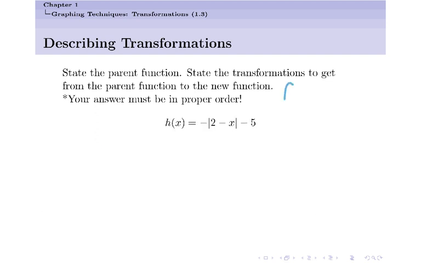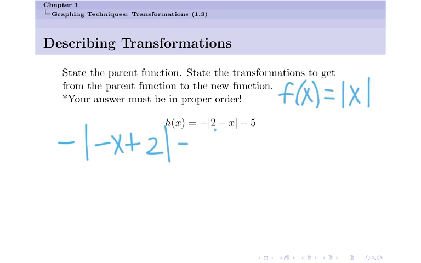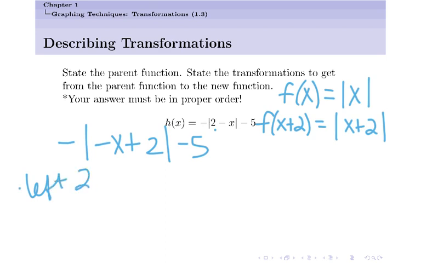All right, your original function here, your parent function, is going to be the absolute value of x, the most basic you can come up with. Now again, a lot of students like to rewrite this. You can rewrite this as negative x. What kind of 2 is that in there? Positive 2. Bring down the minus 5. If you like to rewrite it so you can see the patterns easier, feel free. So I'm going to replace my x with x plus 2. So that's going to be a shift to the left 2 units.